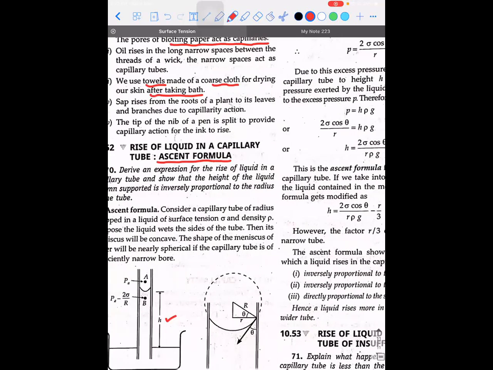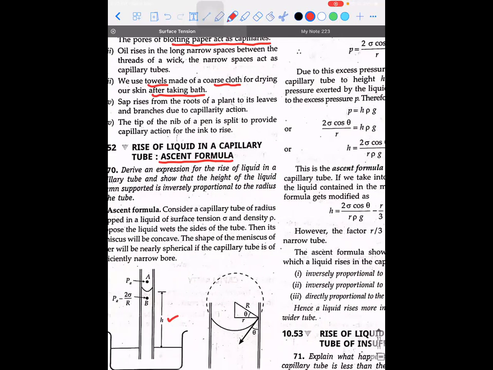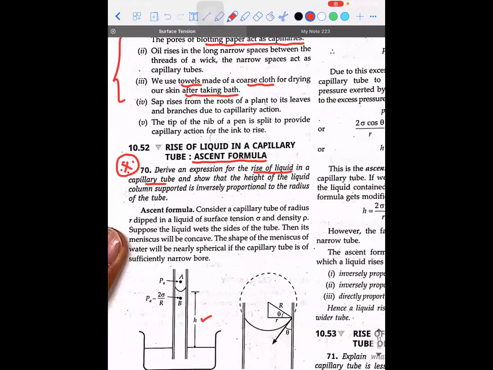So derive an expression for the rise of liquid in a capillary tube and show that the height of the liquid column supported is inversely proportional to the radius of the tube. Means more is the radius, lesser will be the height. So that's what we need to show. And the formula that we are going to derive is called the ascent formula because the liquid is rising. It's not a descent formula.